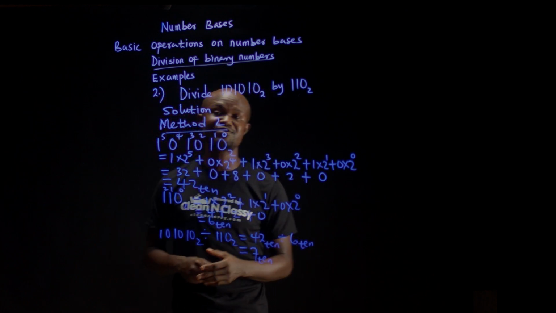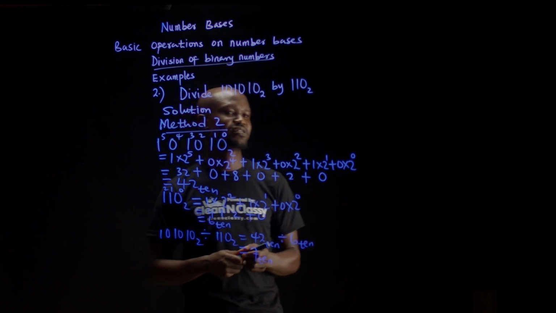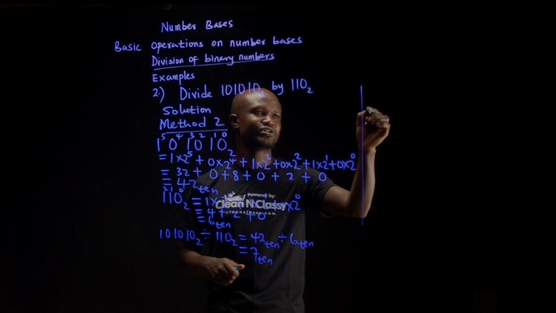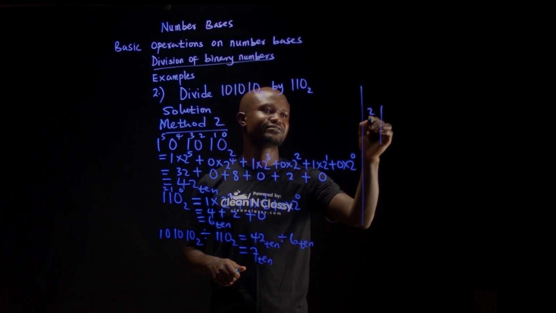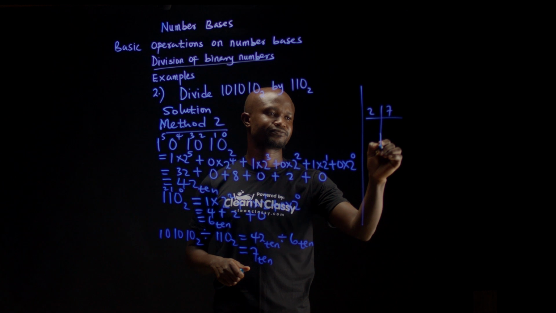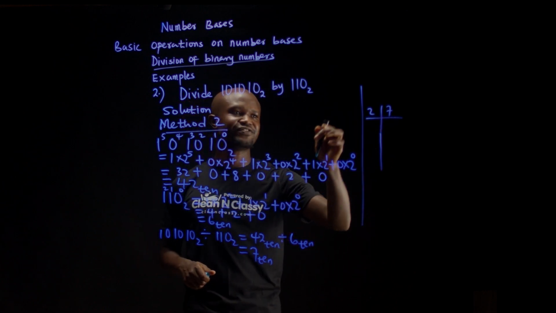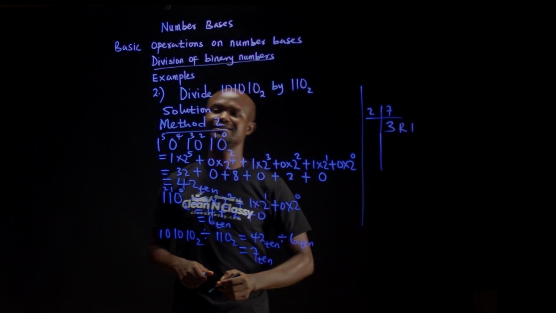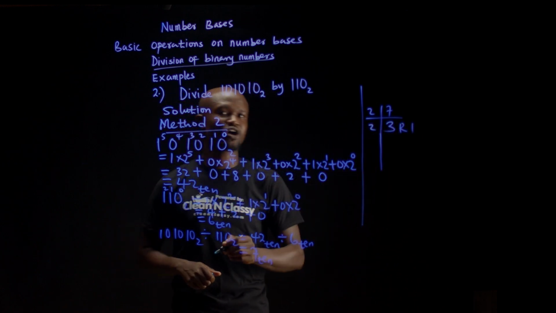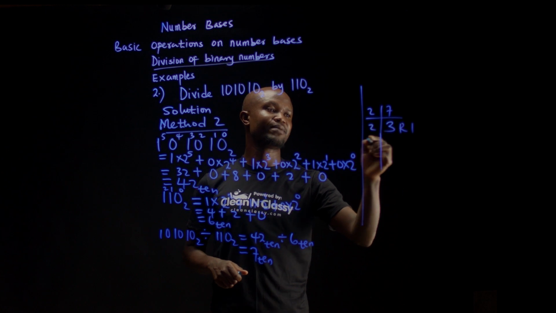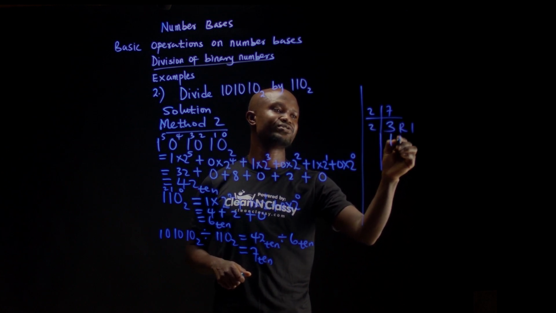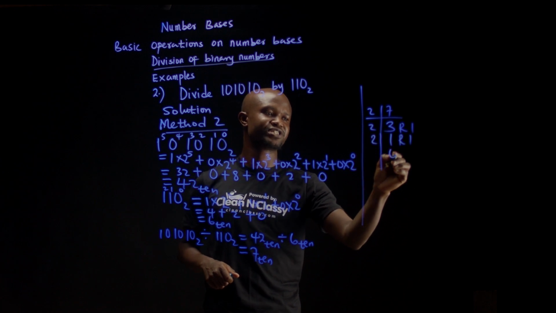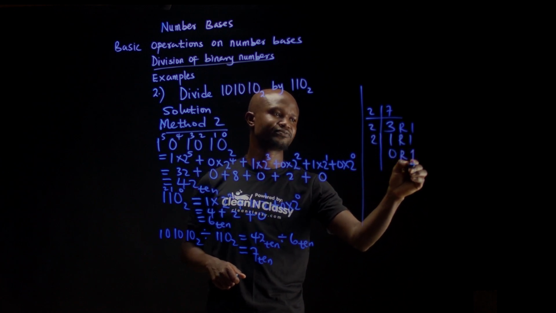Now, we need to convert 7 base 10 back to base 2. Let's do that. Converting this 7. 7 divided by 2, that is 3, remainder 1. Now, dividing by 2 also, 3 divided by 2, we have 1, remainder 1. Now, dividing by 2, we have 0, remainder 1.